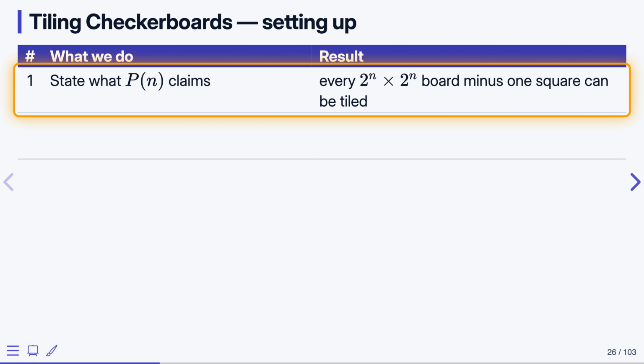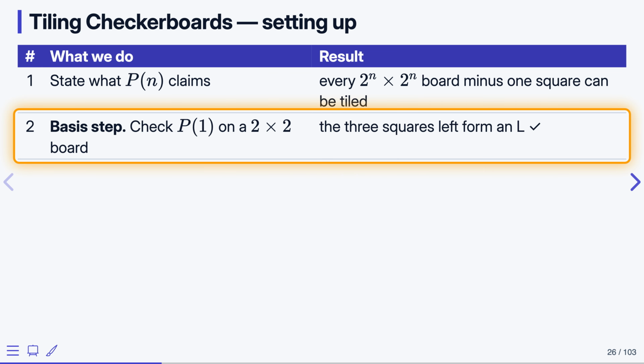It says every board of size 2^n by 2^n, with one square taken away, can be covered by these tiles. Step 2. The basis step. Take n equal 1. That is a 2 by 2 board. Remove any one of its 4 squares. The 3 squares that are left form an L. One tile covers them, so P(1) is true.